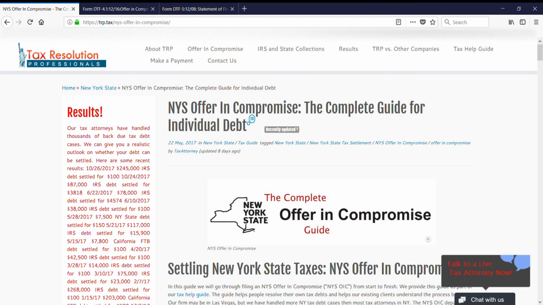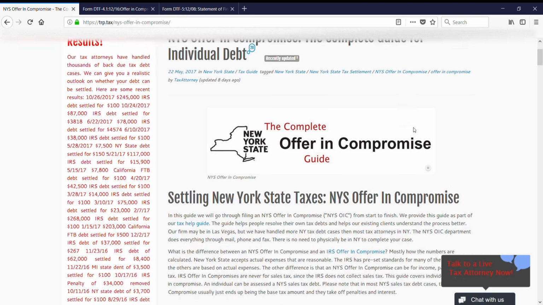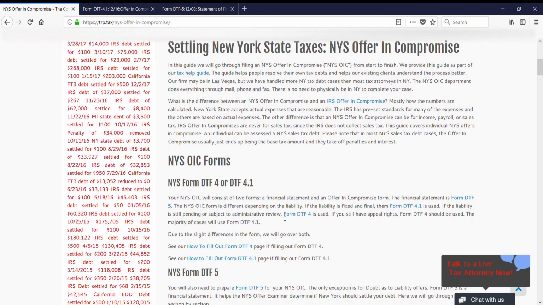I handle financial analysis for offer and compromise, pretty much seeing if you qualify or not, and how we can legally tweak it to make you qualify. In this guide, we're going to be covering New York offer and compromise. We wrote out a guide that you may have seen on the internet. Pretty much, we explain how to do it yourself, or for our clients that want us to do it, it gives them an explanation of how the process works.